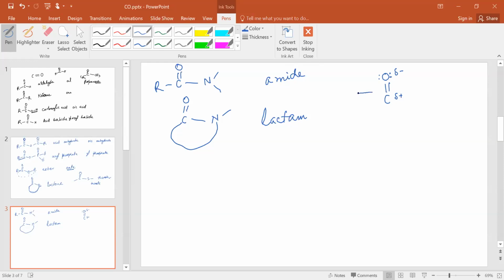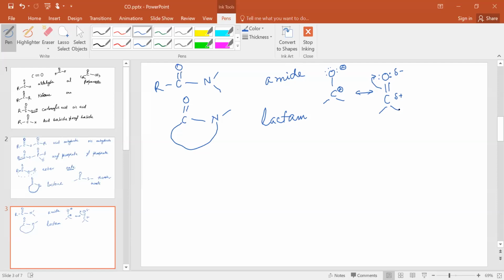Or, if you write the resonance structure, oxygen is electronegative and can completely withdraw the pi bond. So it can form O minus with a negative charge, and carbon will get a positive charge. Let's write two more bonds like that.